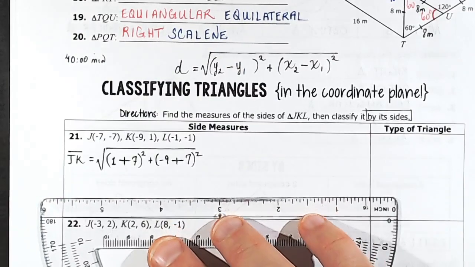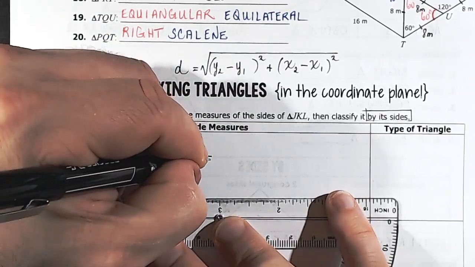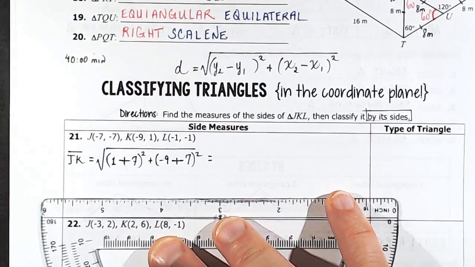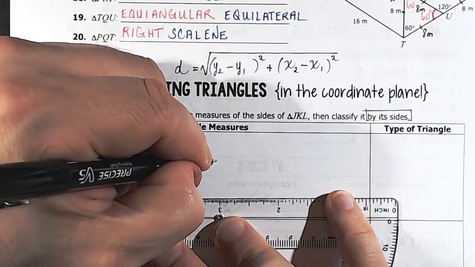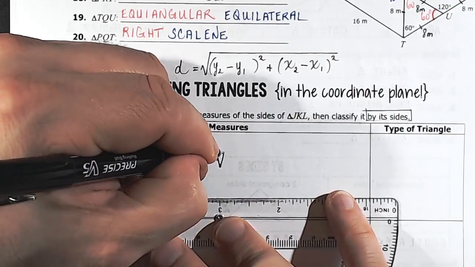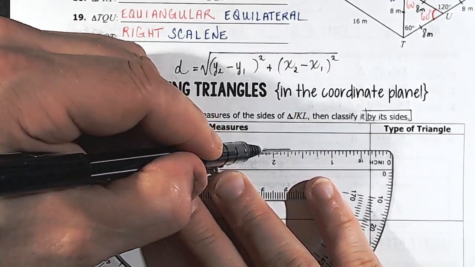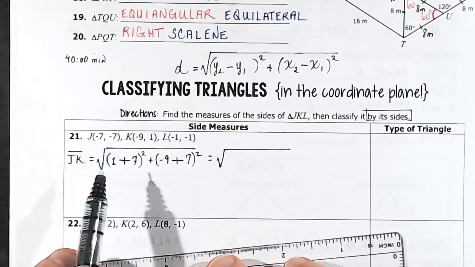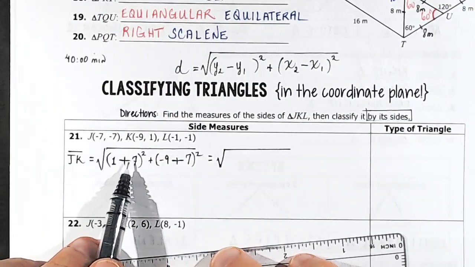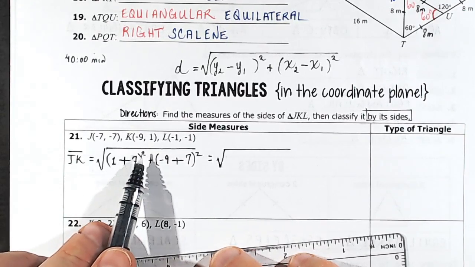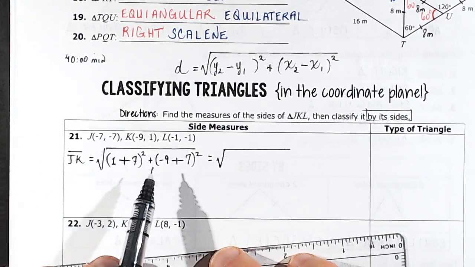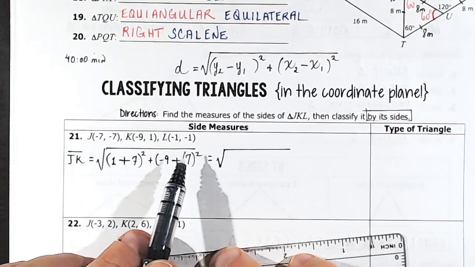And now I can proceed to the next step of simplification by putting an equal sign to the right and drawing another radical symbol. This one doesn't need to be quite as long. Now what I'm going to do is follow my order of operations and add up these two things here and square it. And then add up these two things here and square that.